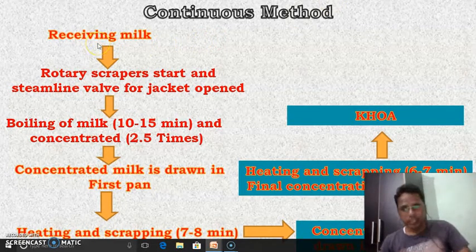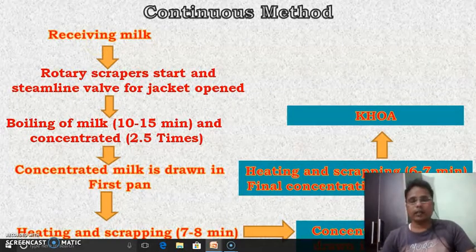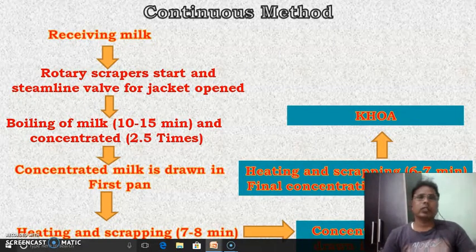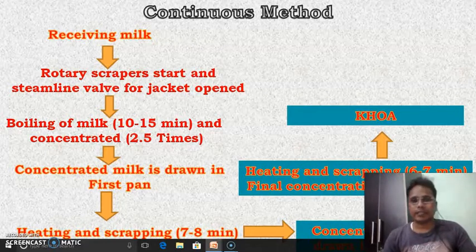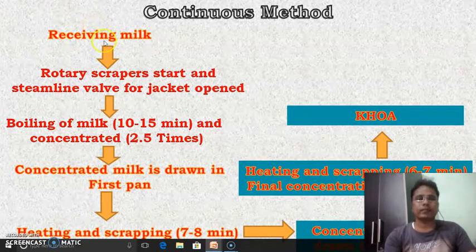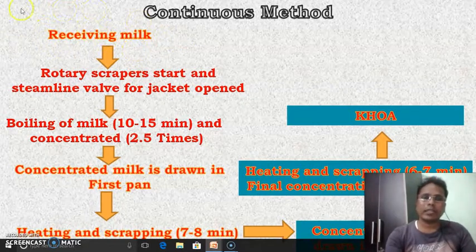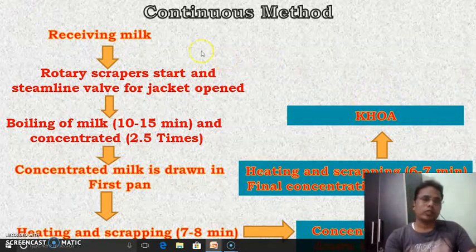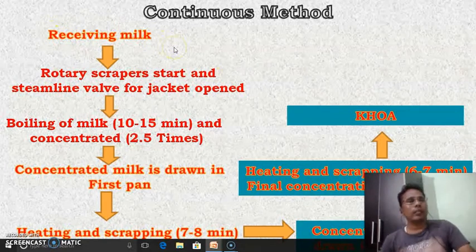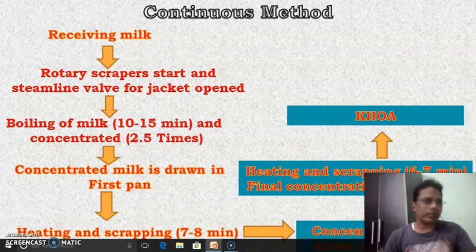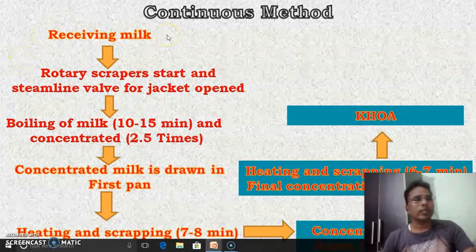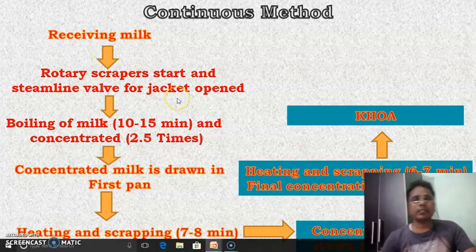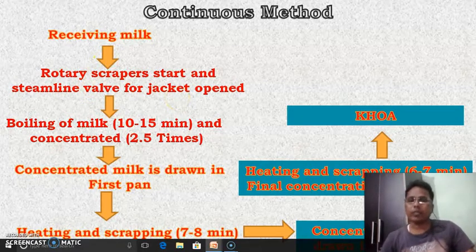Again, the receiving milk. In this step, we have to take the milk which is clean, which is fresh, and which does not have any sediment present in it. Only that kind of milk is taken, because if the quality of this raw milk is superior, then only the superior quality of Khoa will be produced. So for this purpose, we have to take milk of superior quality. After receiving the milk, the rotary scrapers start and steam line valve for the jacket opens.